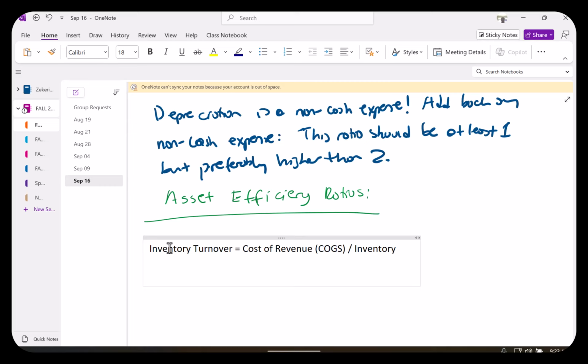A related one is days sales in inventory. It's pretty much exactly the same information. It's just a different way of looking at it. You divide 365 or the number of days in your financial statements. Since I'm using 10Ks, I'm using 365. If I was using 10Qs or 3-month numbers, I would have used 91.